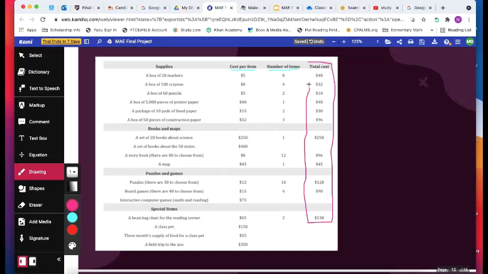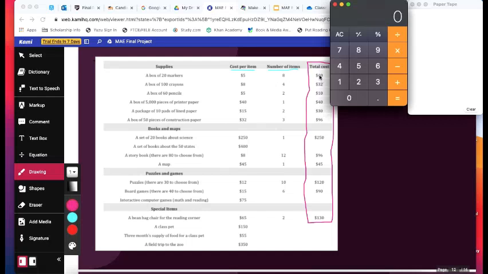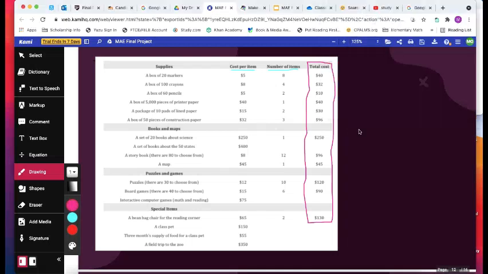So that means what we have to do now is calculate the price for each category, starting with this first category, which is supplies. So supplies, we have $40, and then we have to add $32 and $10 and another $40 and $30 and $96, and that gives us 248.